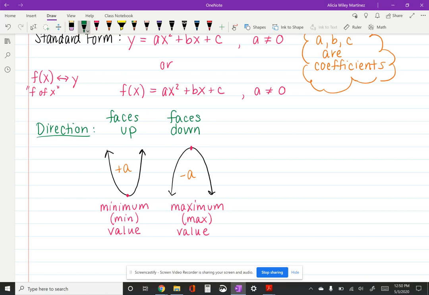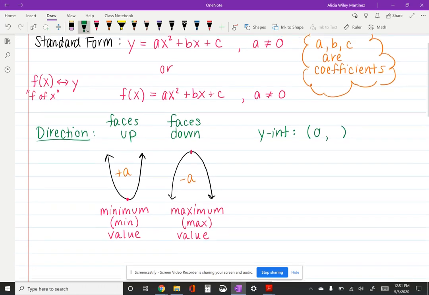Another piece of information that a, b, and c tell us is the location of the y-intercept. The location of the y-intercept is an ordered pair where the x value is 0. So if I take this standard form equation of y equals ax squared plus bx plus c, and I make x be 0, it's going to look something like this.